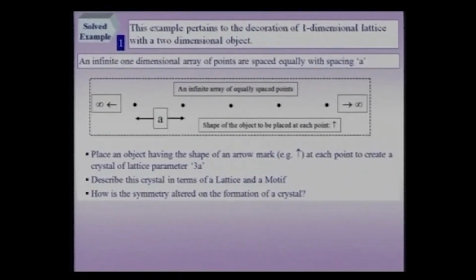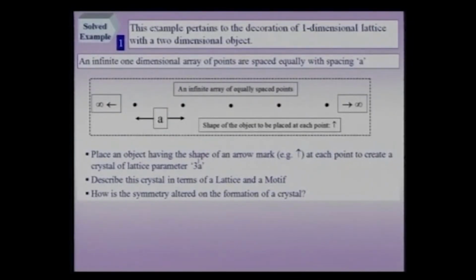So for instance, suppose I have an array of points in one dimension, which is infinite in one dimension, and which has a lattice parameter A. The question is that I want to place a motif or an object, to be more precise, in the shape of an arrow mark to create a crystal of lattice parameter 3A.